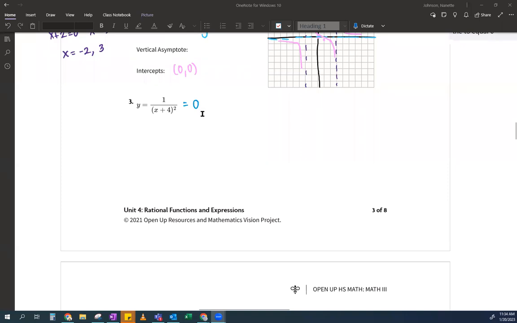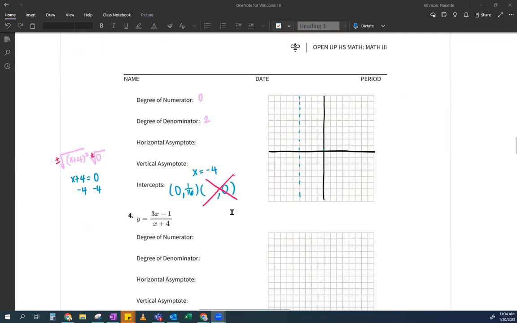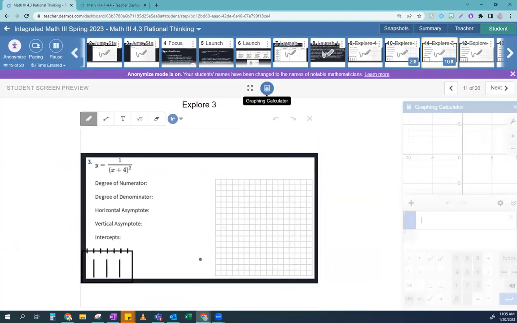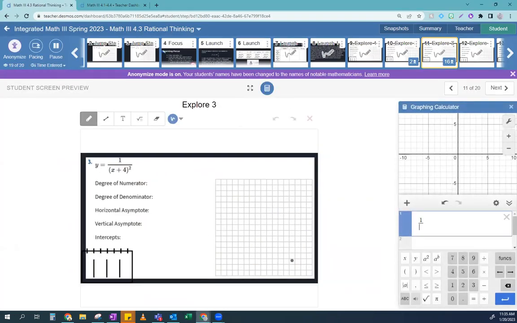You guys okay? Does this make sense? Okay. Can you write yourself a little note? Hey, this is the reason why I don't have an x-intercept. Write it to yourself so you'll remember later. Then I'm going to jump back over here and look for my horizontal asymptote. I'm going to graph it: 1 divided by (x plus 4) quantity squared.